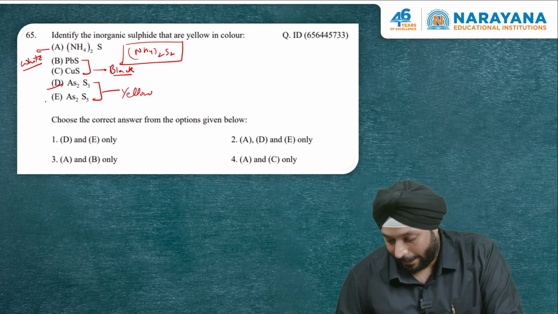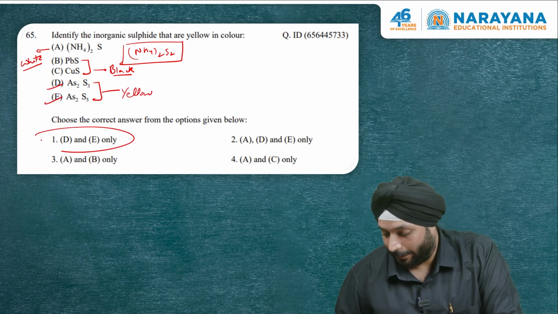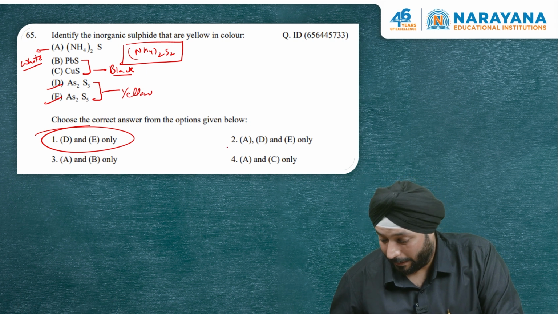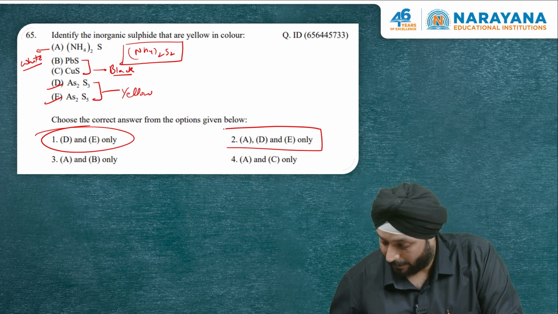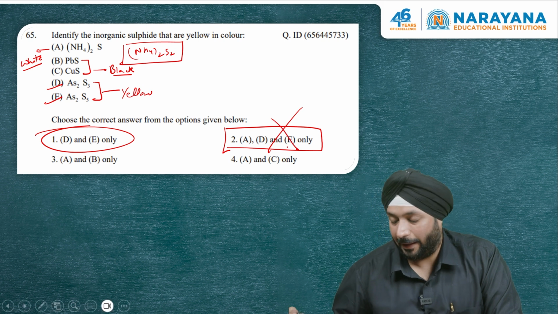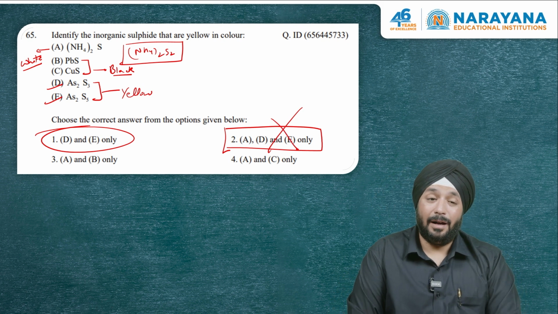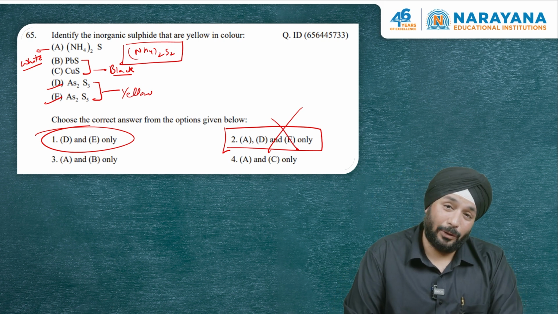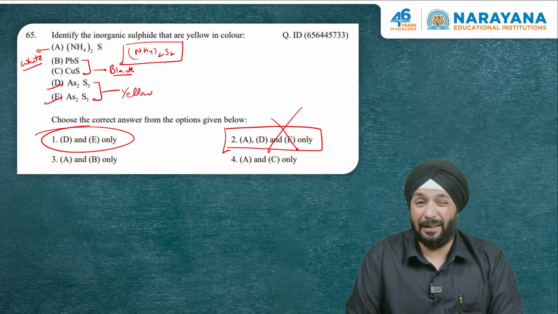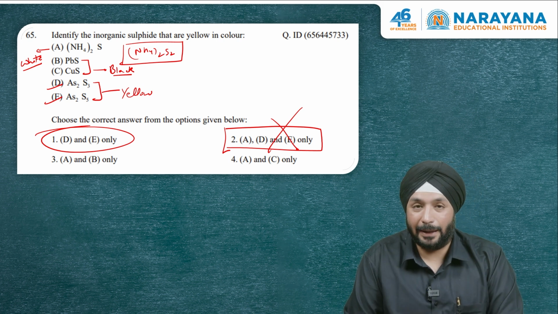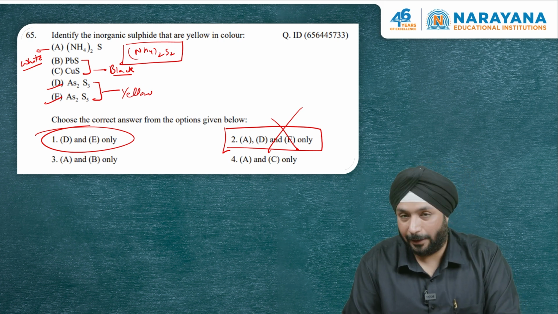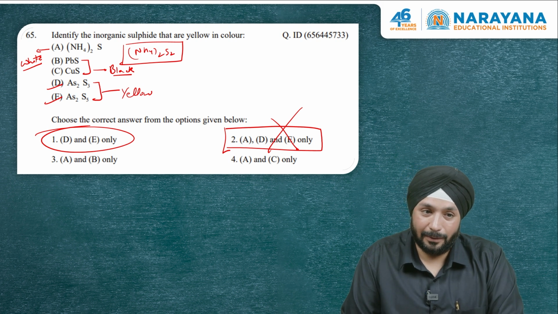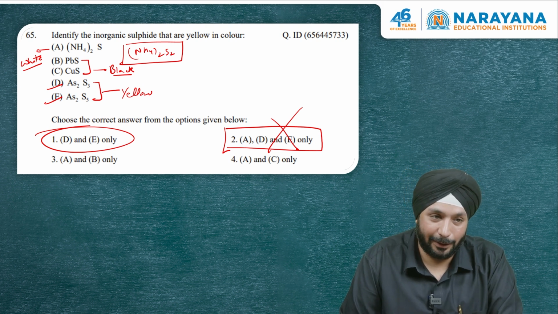So actually D and E should be the correct answer, that is answer A, and NTA is providing the key ADE, which is not correct, because again I am telling you that ammonium sulfide is taken as yellow ammonium sulfide by NTA, and there is a mistake, right? So the correct answer should be 1, right? Hope you understood the confusion which happened in this particular question, right?